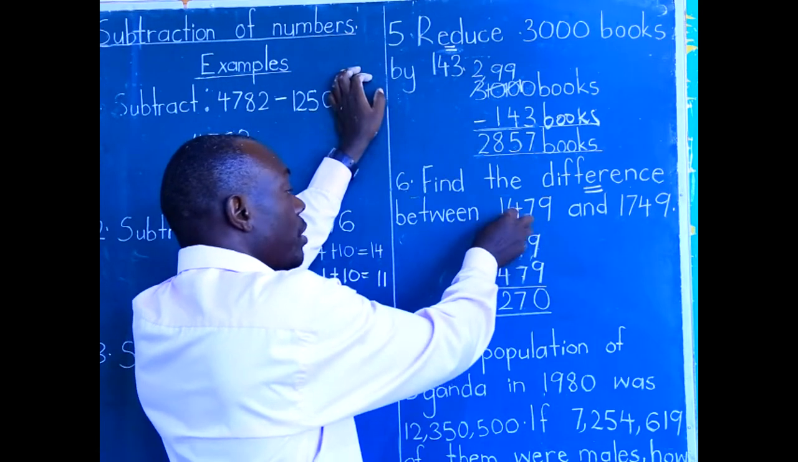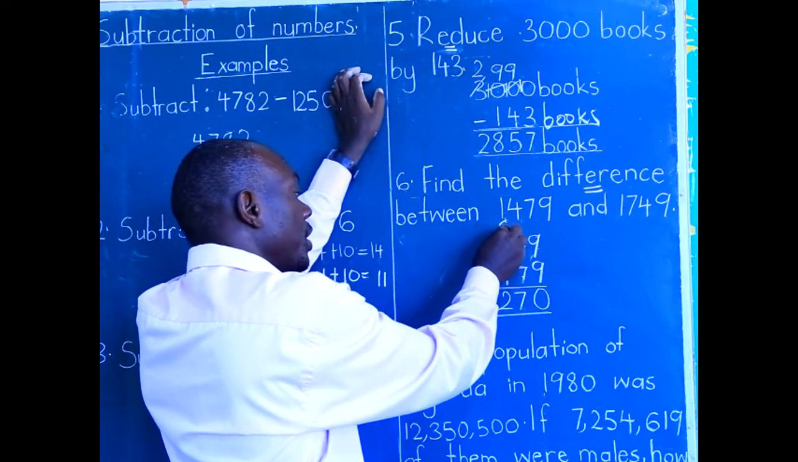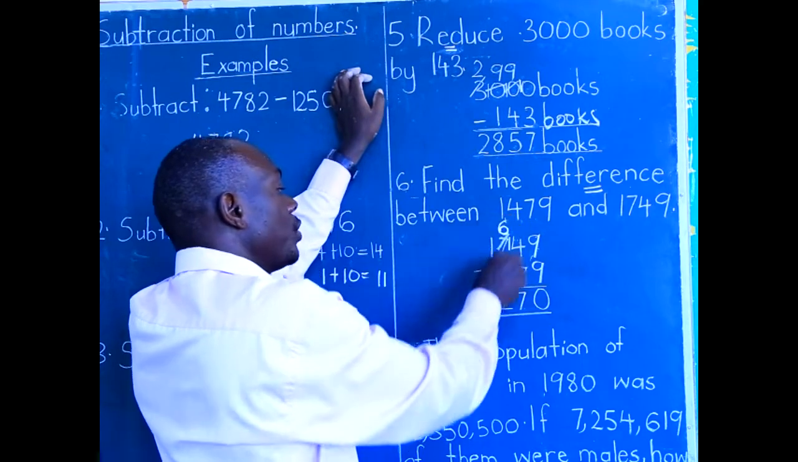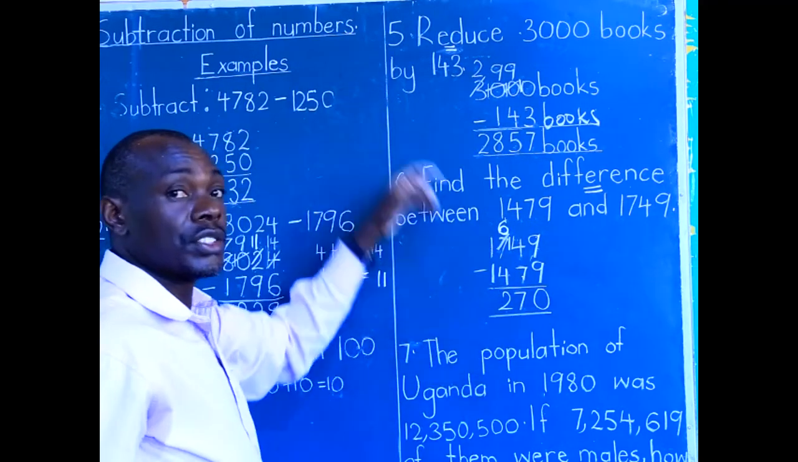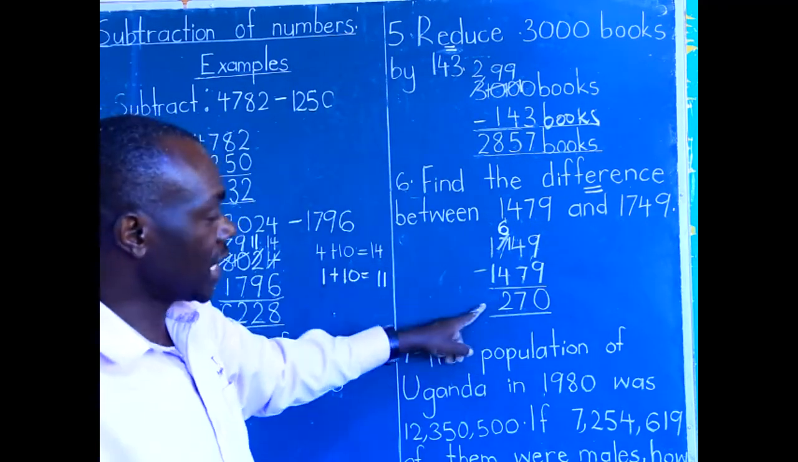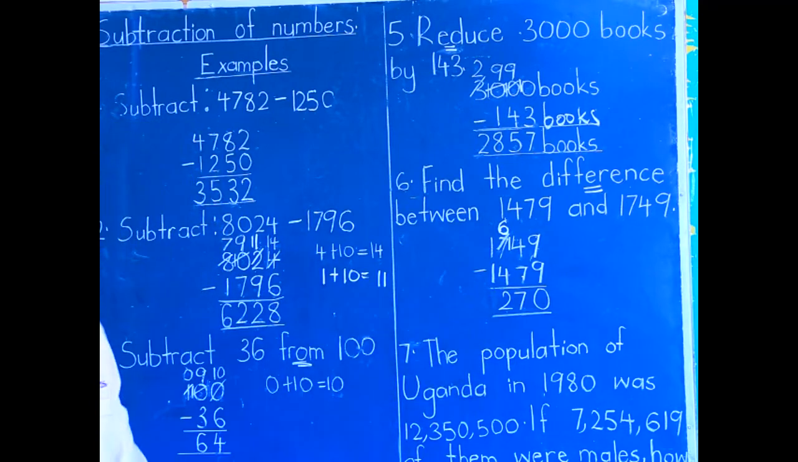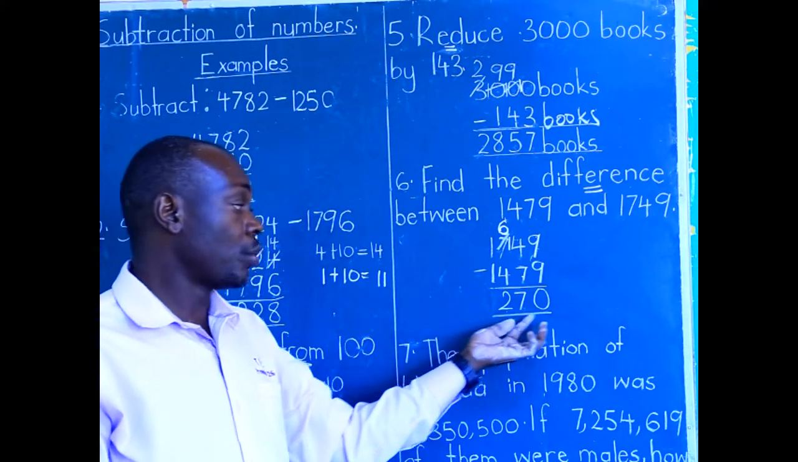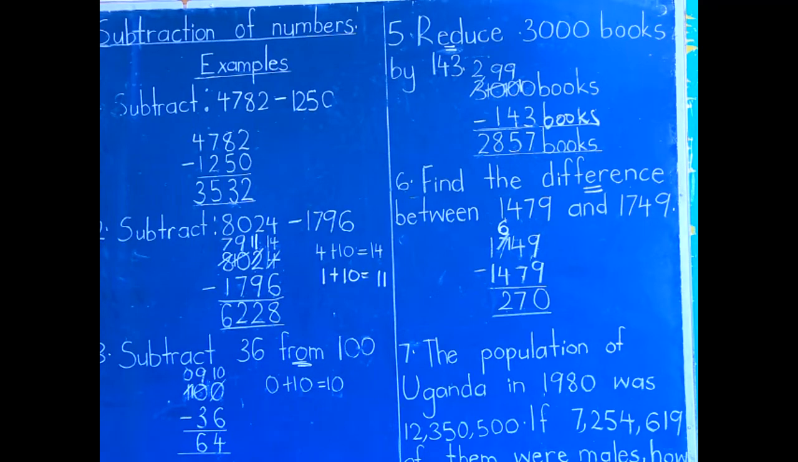And then remember, we remain with 6 after borrowing. Now 6 minus 4, you get 2. And 1 minus 1 is equal to 0, which 0 must never leave any whole number. So thereby we remain with 270 as the answer.